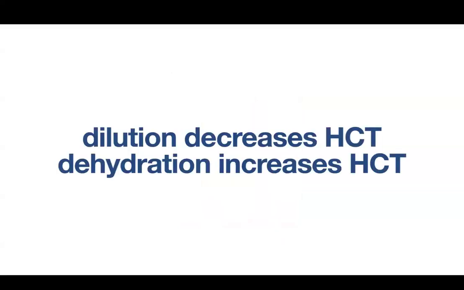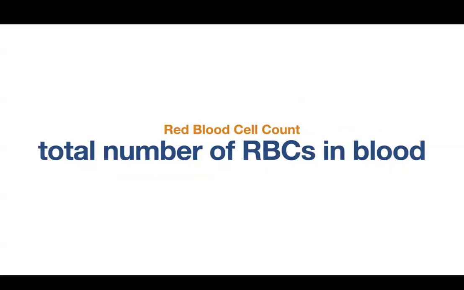So this is what the slide says. Dilution decreases the hematocrit and dehydration artificially increases the hematocrit. But again, the hematocrit is more relevant when you're looking at those conditions. I don't know if you've taken them yet or not, but it's usually seen in polycythemias.